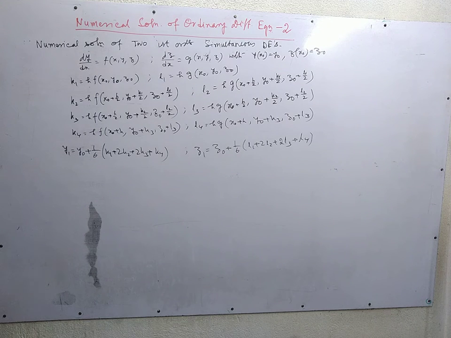If h is sufficiently small, the y1 and z1 values are accurate enough, then using this y1, z1 value we can get the values of y2, z2, and we can proceed in this manner. We want to apply this method to a specific problem.